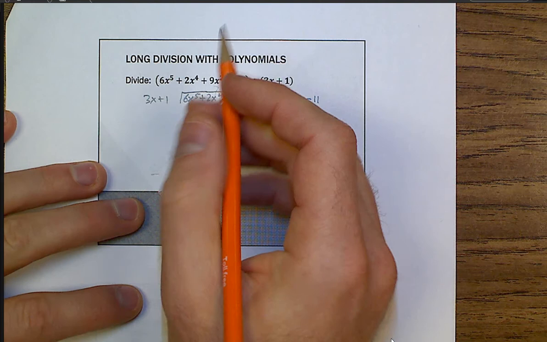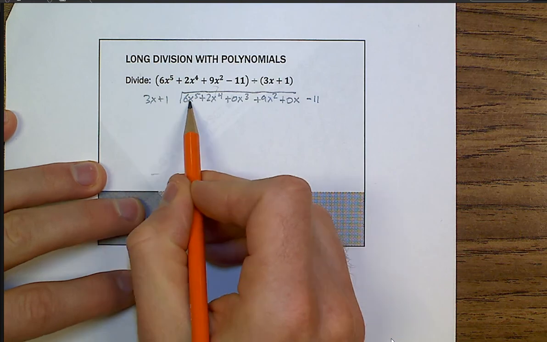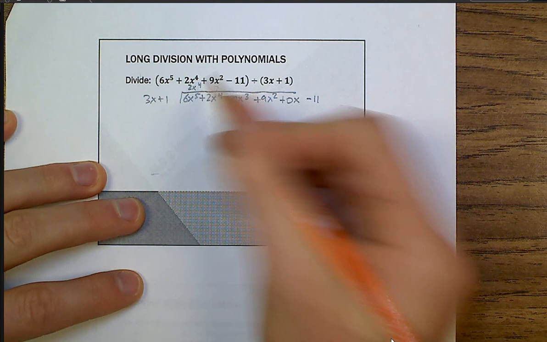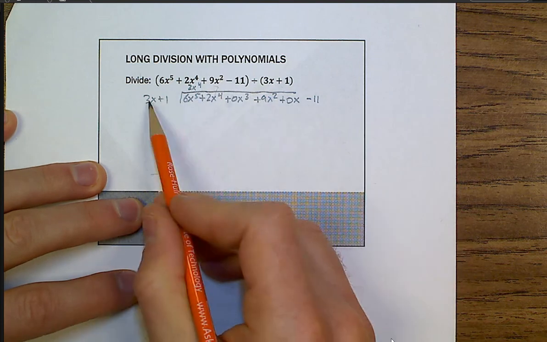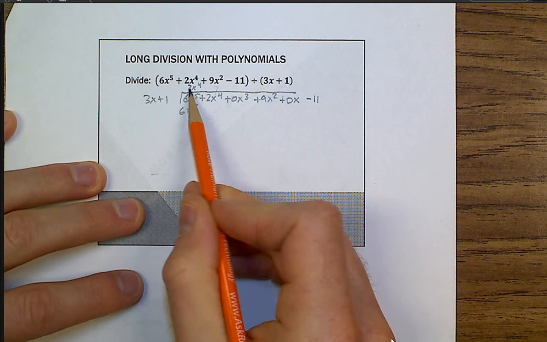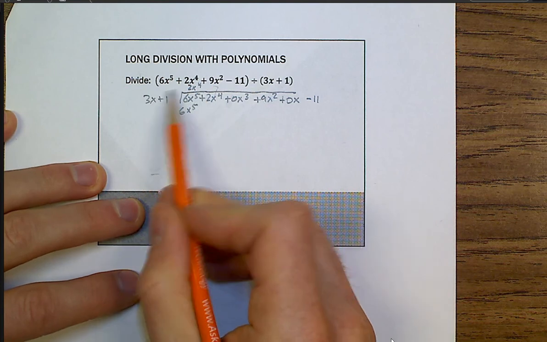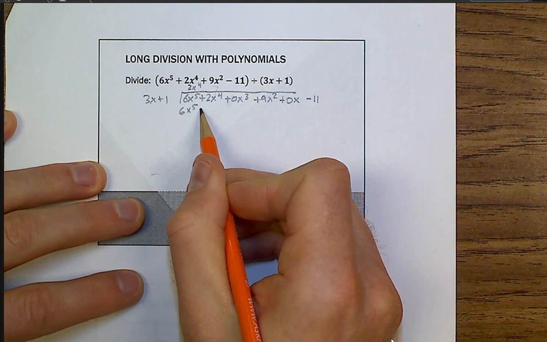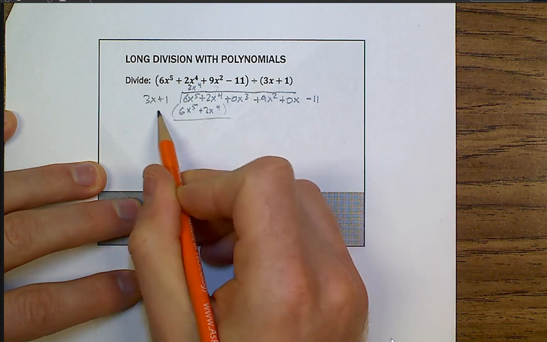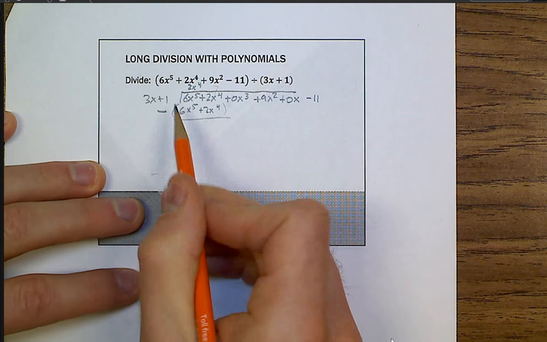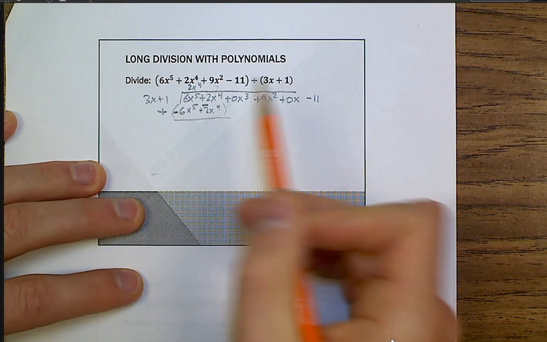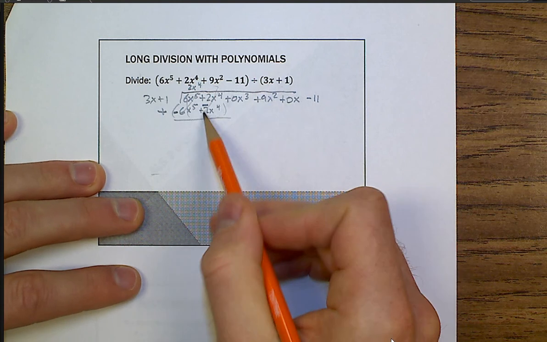Okay, what times 3x gives you 6x to the 5th? That would be a 2x to the 4th, right? 2 times 3 is 6, x to the 4th times x is x to the 5th. 2x to the 4th times 1. Remember, you have to multiply them by both, so that's going to be a positive 2x to the 4th. And look what happens on this one. When I run my negative sign through, that becomes a negative, that becomes a negative, and I add them. So those cancel out, and those cancel out.